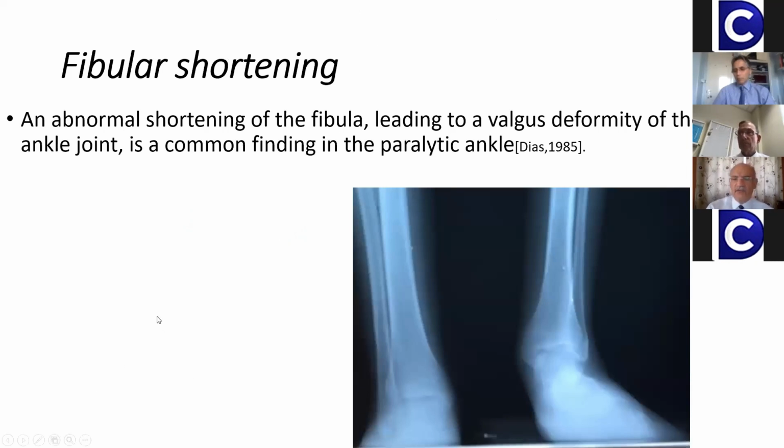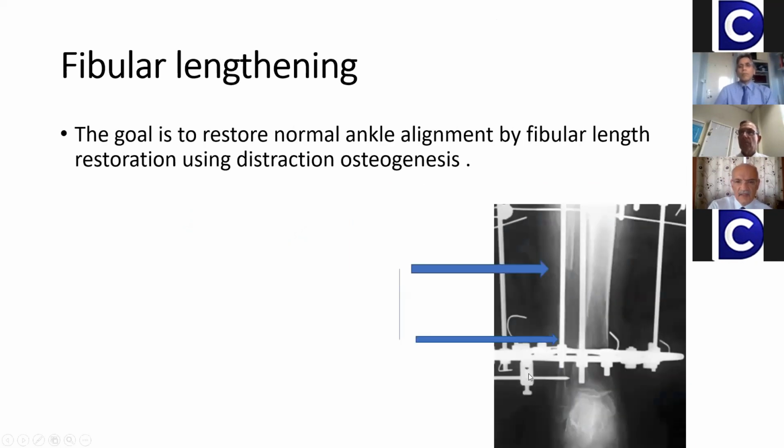Again, take care of the fibular shortening. An abnormal shortening of the fibula can lead to a valgus deformity of the ankle joint, which is a common finding in a paralytic ankle. You see here, this is shortening of the fibula. The fibula should be about 11 millimeters below the medial malleolus. So in many cases, with paralytic problems, or sometimes with fibular hemimelia, you can do fibular lengthening to correct the valgus ankle deformity. You see the fibular lengthening here to restore the normal ankle alignment. So you have to keep in mind all these considerations.